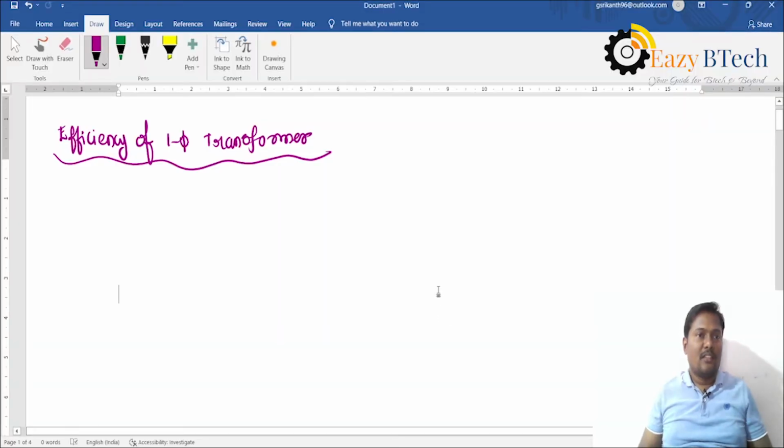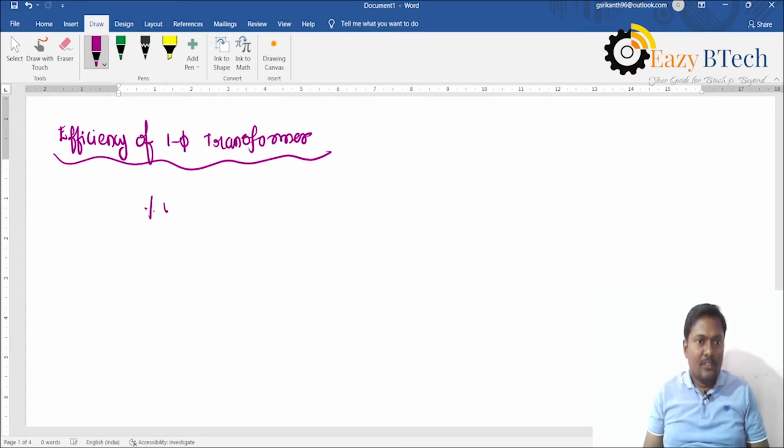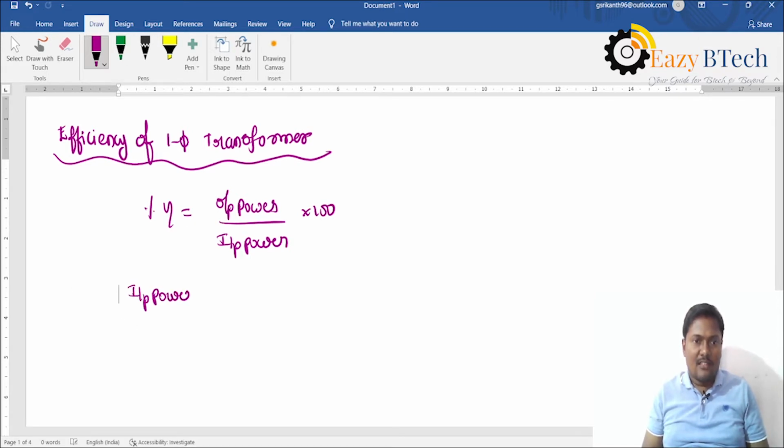So in this lecture, I will explain the efficiency of single phase transformer. So the percentage efficiency is equal to output power by input power into 100. Input power can be expressed as output power plus losses in a transformer. There are two major losses in a transformer.